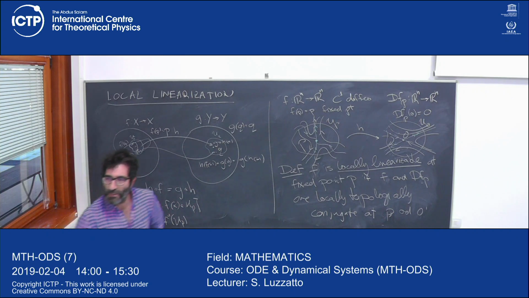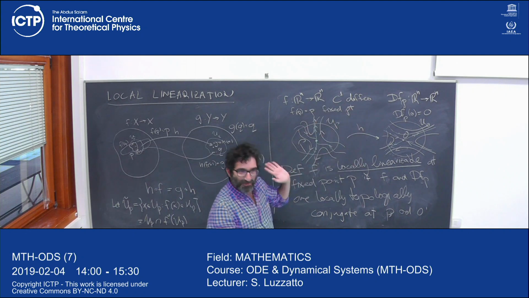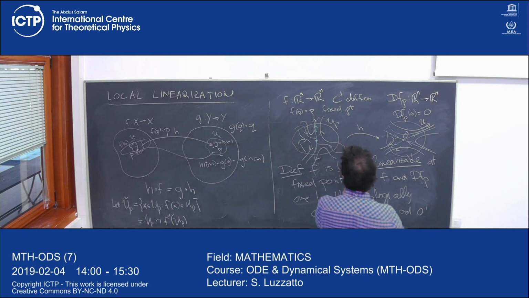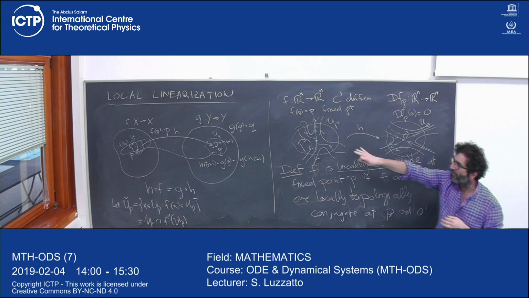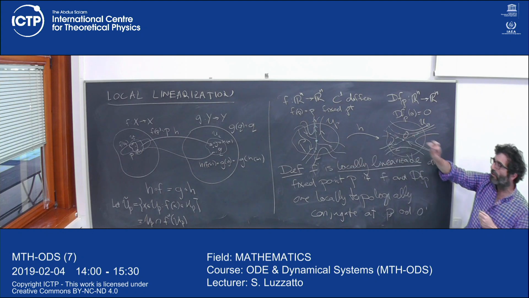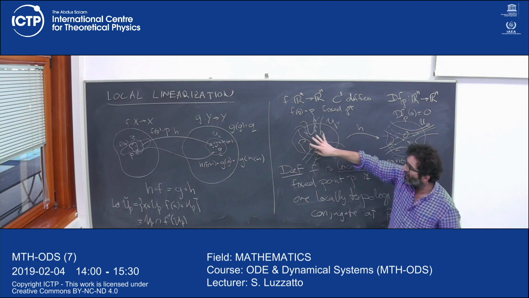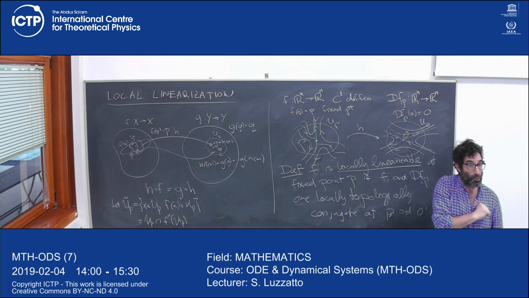Okay, so what this means is that you have in this neighborhood, if this is true, if we can get this local linearization, it's called local linearization because we're saying that locally it looks like a version of the linear map. It's a nonlinear version, but it has the same topological structure as the linear map. So we get a picture of the dynamics in a neighborhood of the point P, which is absolutely non-trivial.